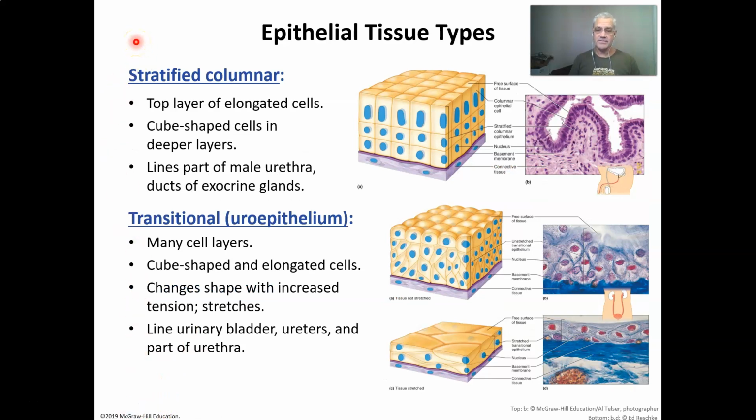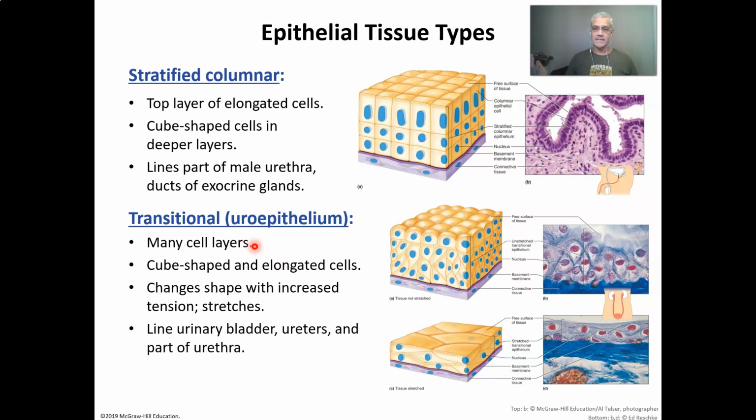Of course, you can have stratified columnar. These are fairly rare, not real common, but it does happen. The male urethra and some of the ducts of exocrine glands will have stratified columnar. Now, it is true that stratified columnar will tend to have cuboidal cells at the bottom, and that's just because of the weight of the cells tends to push those deeper cell layers and forces them into a different kind of shape. So they often will have cube-shaped cells as the deepest layer, but we still call these stratified columnar cells.